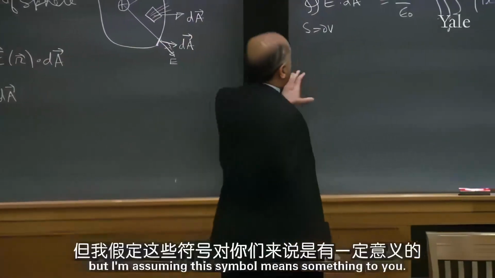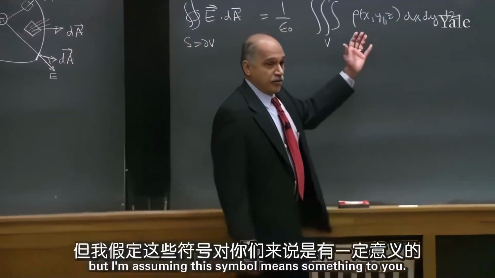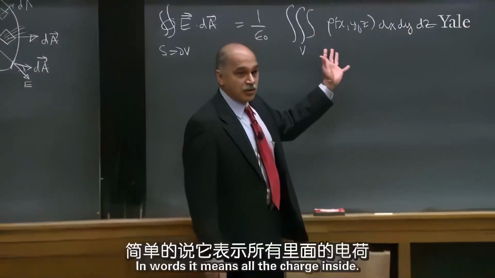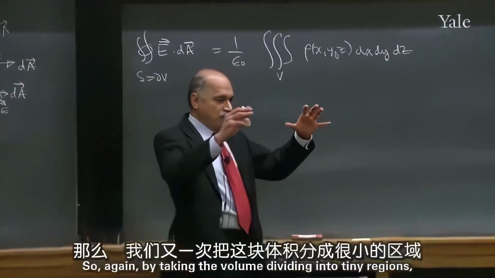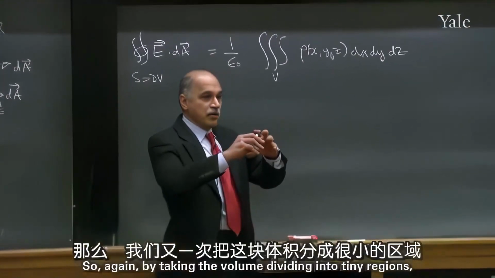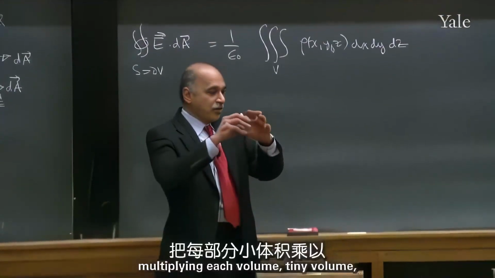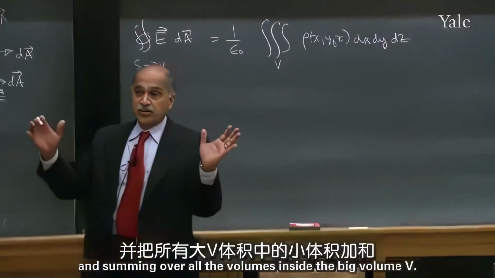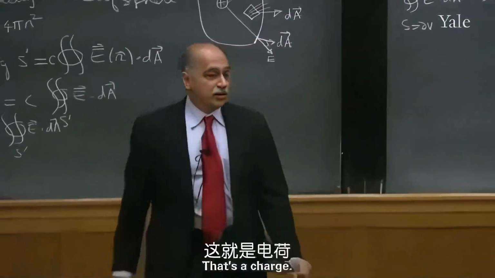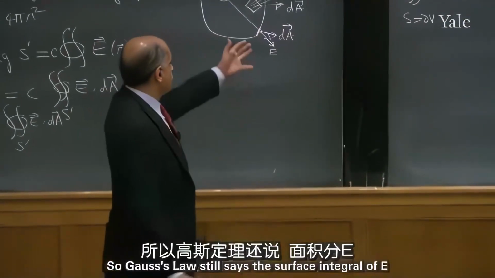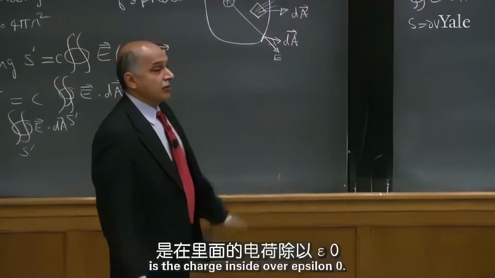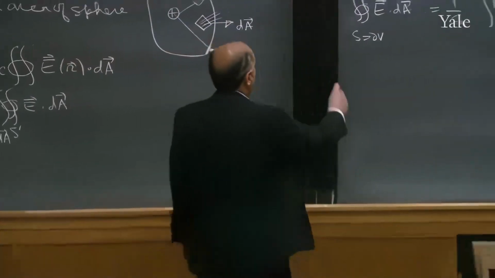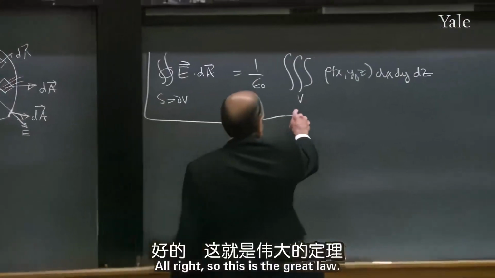But I'm assuming this symbol means something to you. In words, it means all the charge inside. It's obtained by taking the volume, dividing it into tiny regions, multiplying each tiny volume by the density to get the charge there, and summing over all the volumes inside the big volume V. That's the charge. So Gauss's law still says the surface integral of E is the charge inside over epsilon 0. All right, so this is the great law.